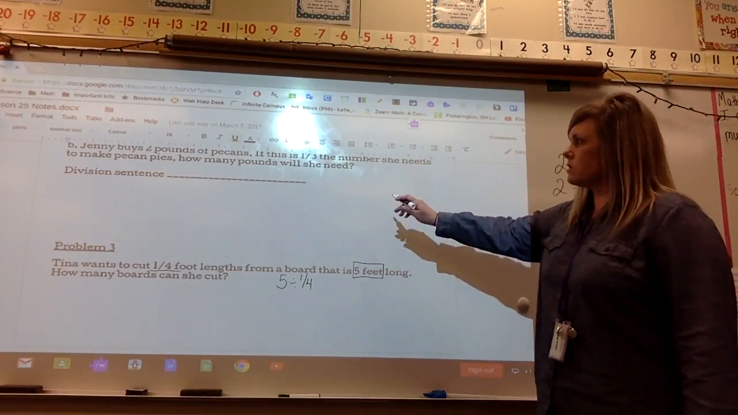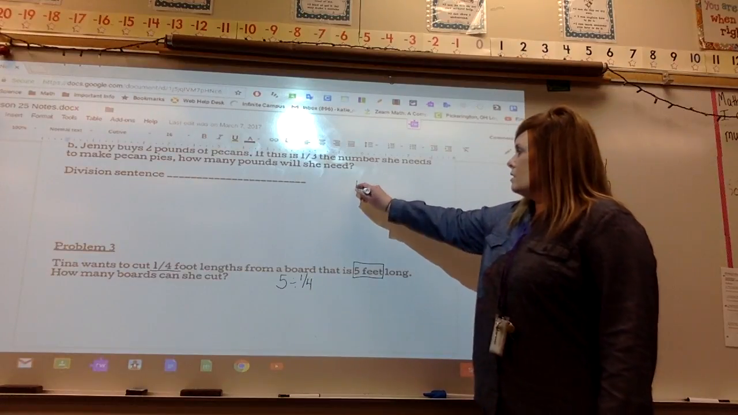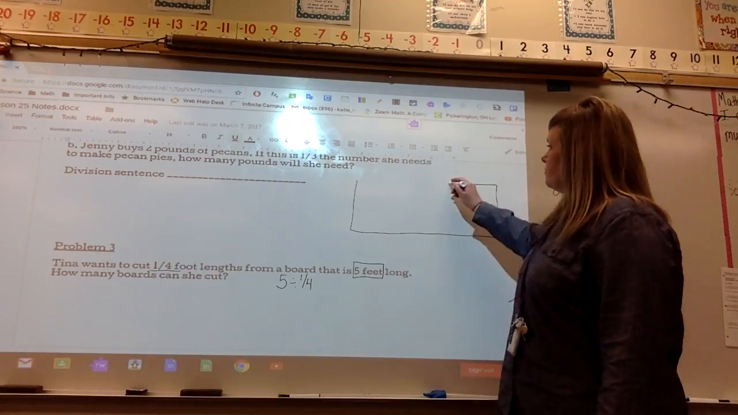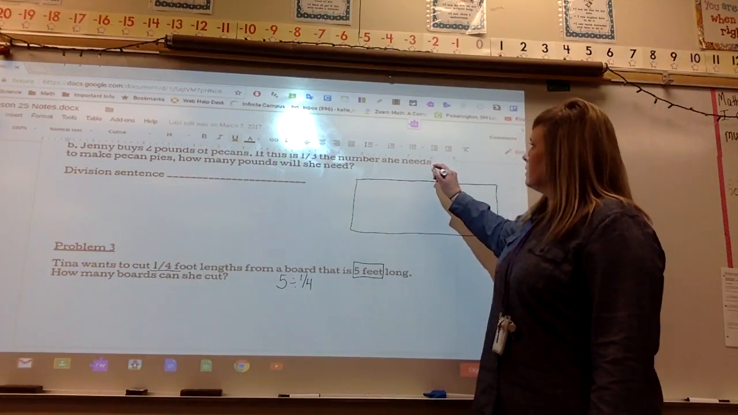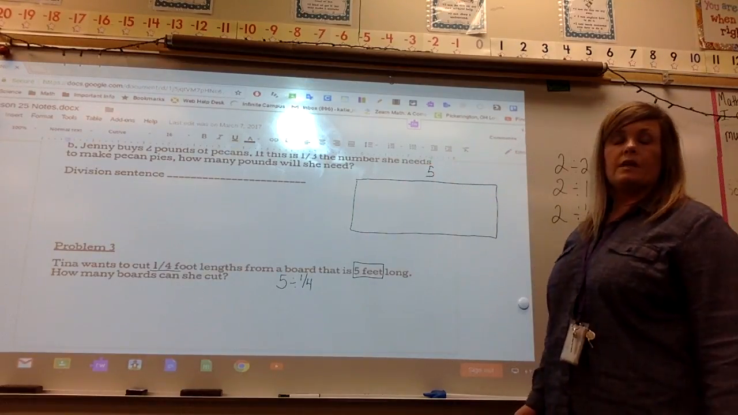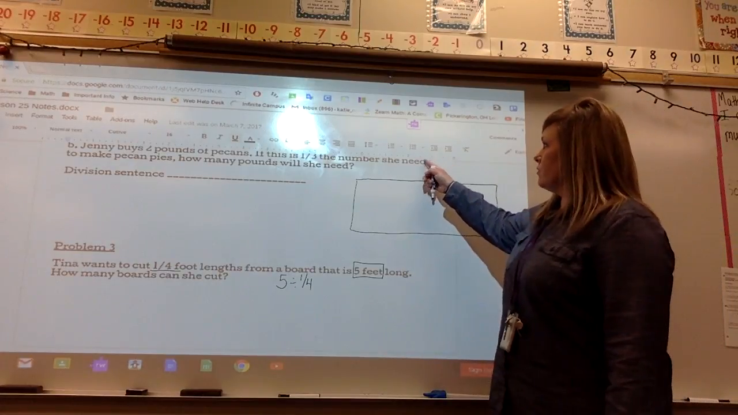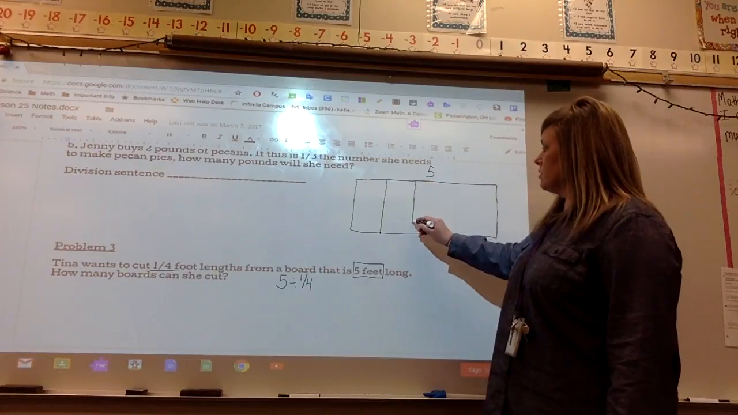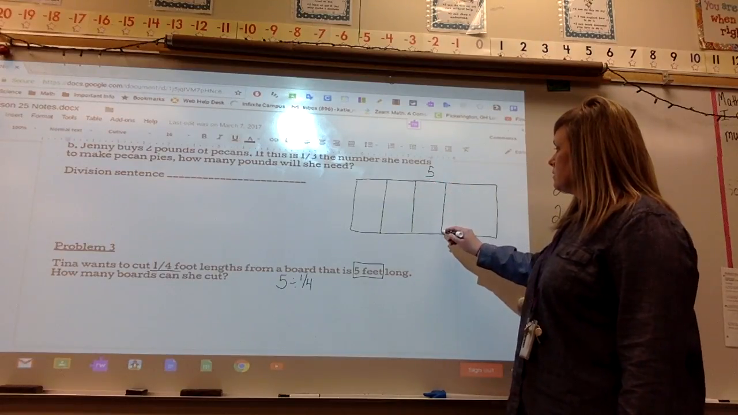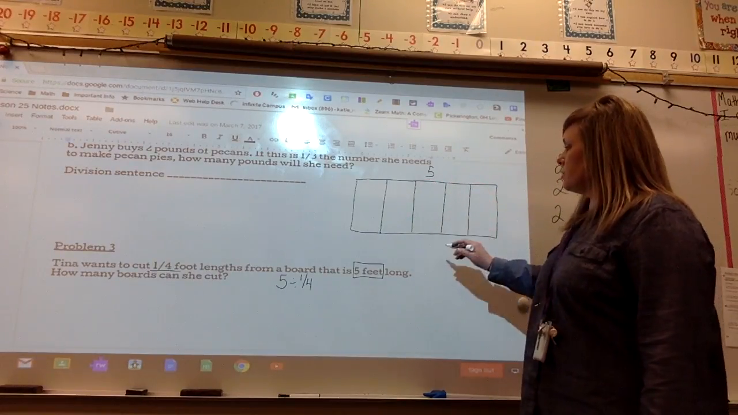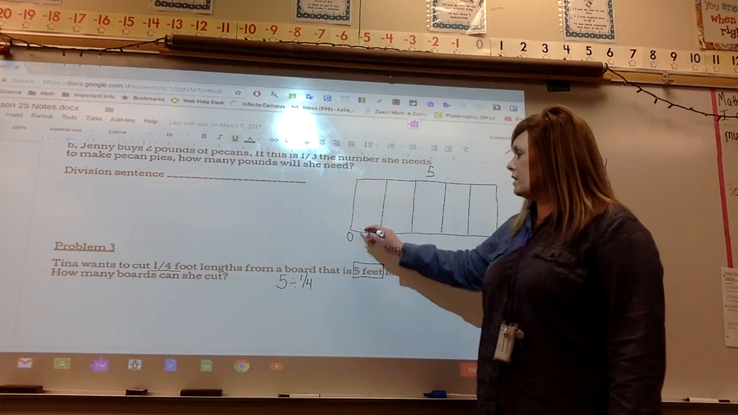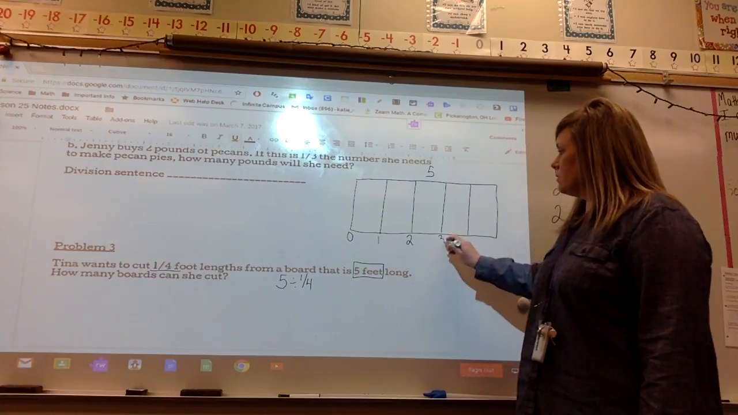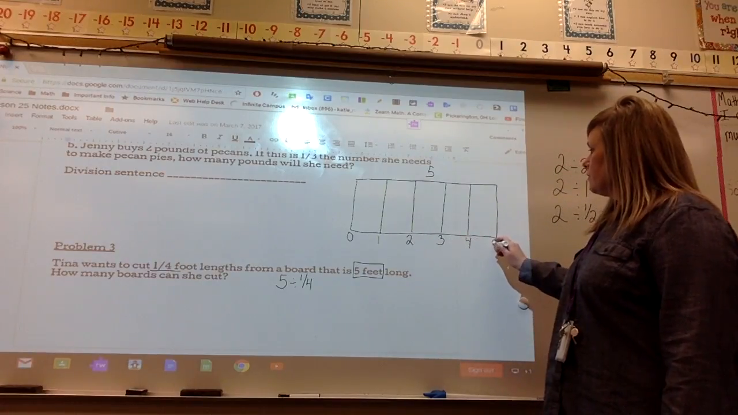I'm going to draw it up here just because there's a little bit more room. So I'm going to make it a little bit longer because this time I'm starting with 5. So put your whole on top. We're going to start off with breaking it into 5 pieces. So you're going to need to draw 4 lines. Let's number them. This would be like 0 feet. From here to here is 1 foot, 2 feet, 3, 4, 5.